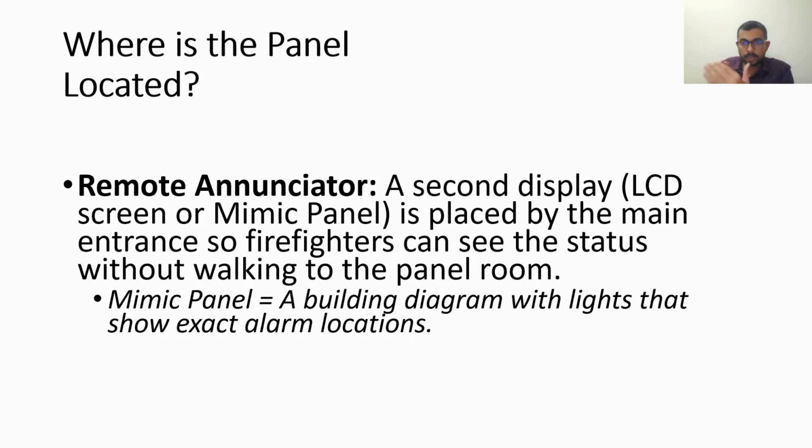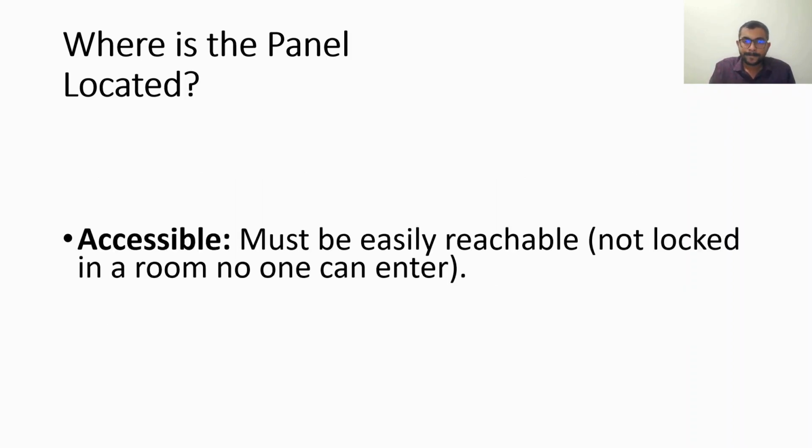Normally, if you are installing a fire alarm control panel, we install it beside the mimic panel, or the remote annunciator panel. So that is the second common location. And the last one is, wherever you install, the panel should be accessible. It should not be locked, it should be easily reachable.